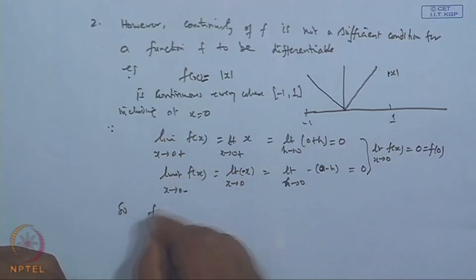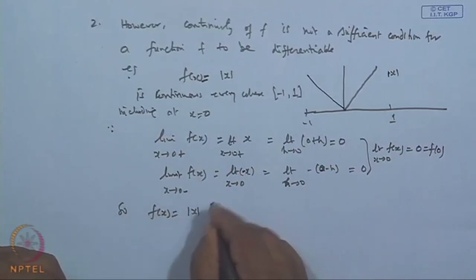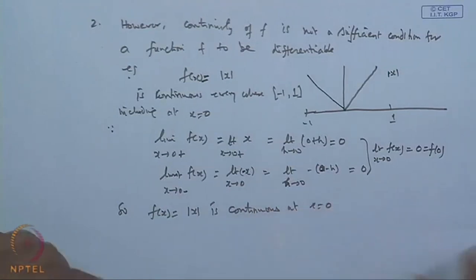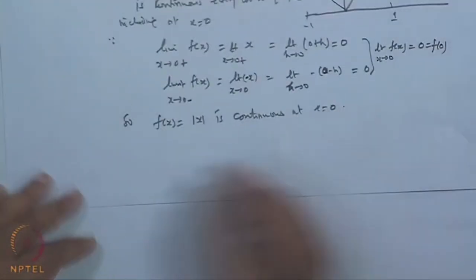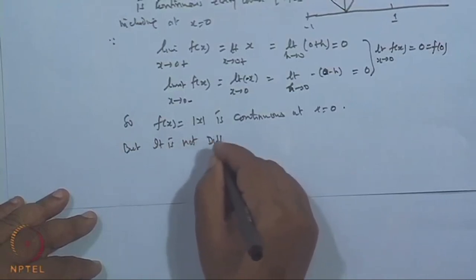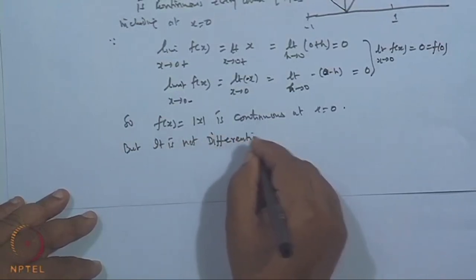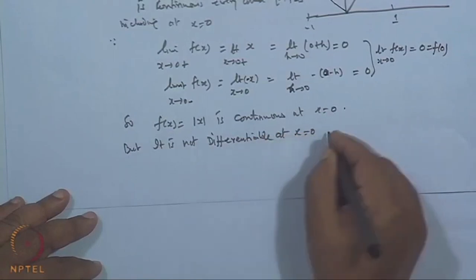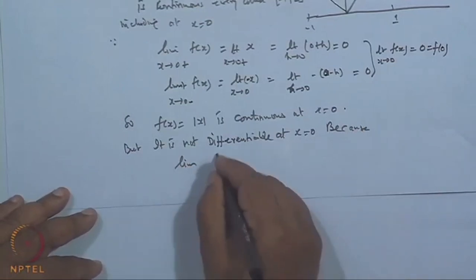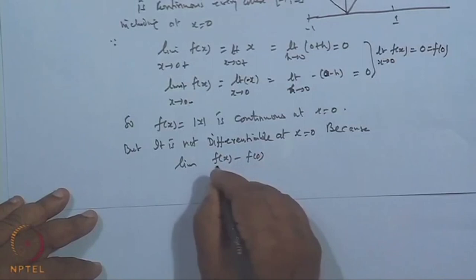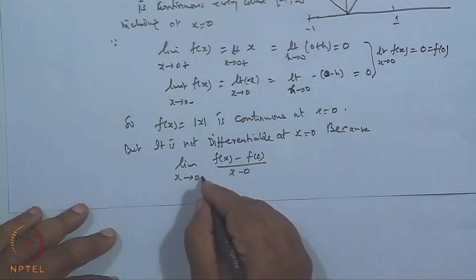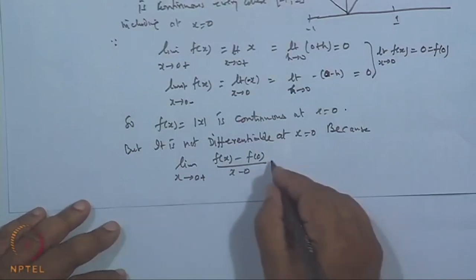So the function f(x) = |x| is continuous at x = 0, but it is not differentiable at x = 0. The reason is, if we find the limit of (f(x) - f(0)) / (x - 0) as x tends to 0 from the positive side, what do we get?